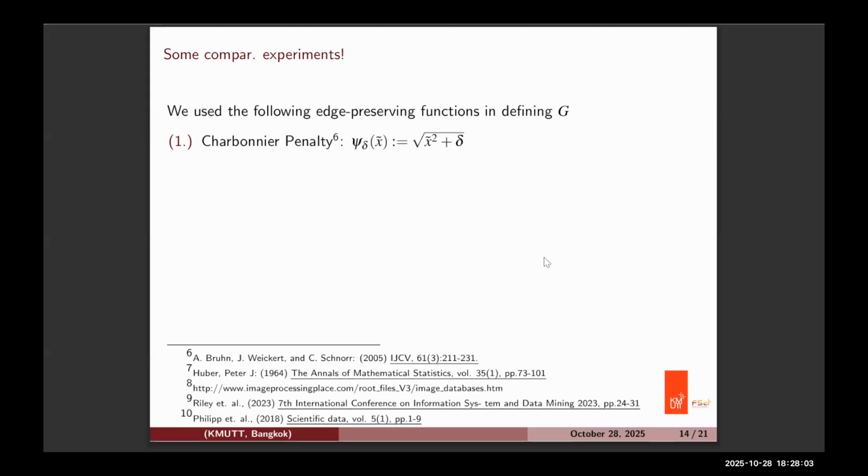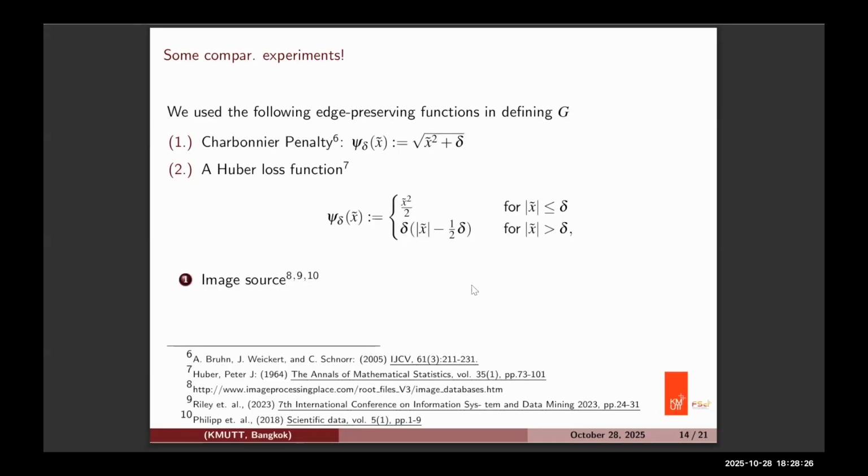In the experiment, we make some comparisons. First of all, we consider the edge-preserving functionals, particularly these two, but for the sake of presentation, and I try to make it as quick as possible, I only consider the first one, which is called the Charbonnier penalty function, where delta is a positive number as mentioned earlier.